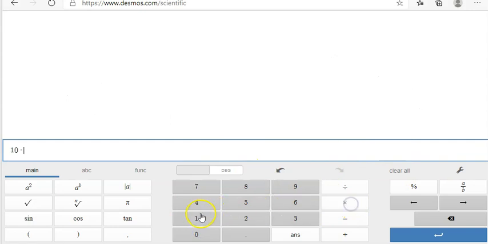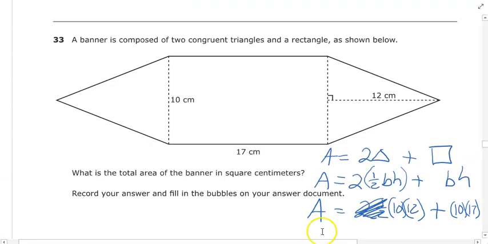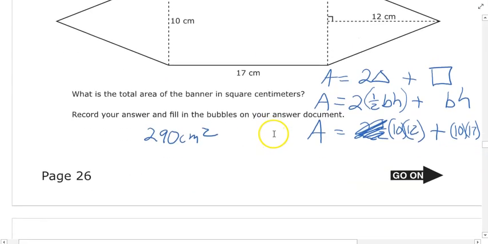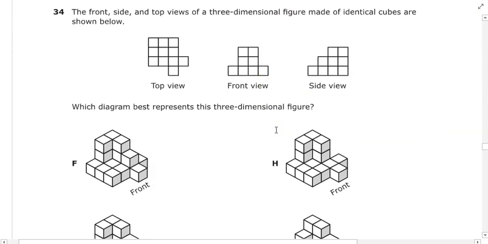10 times 12 plus 10 times 17. We end up getting 290 for our answer for that one. So the total area should be 290 square centimeters. 34 says the front, side, and top views of a three-dimensional figure are shown.